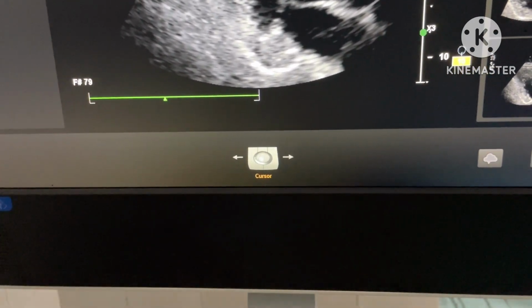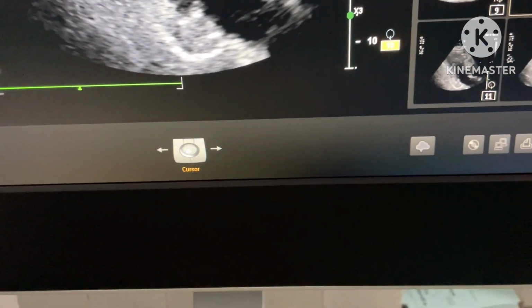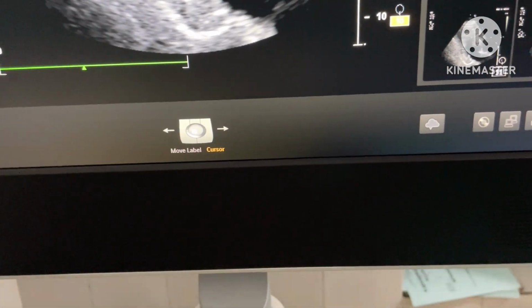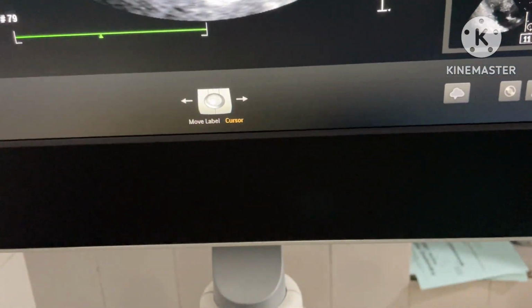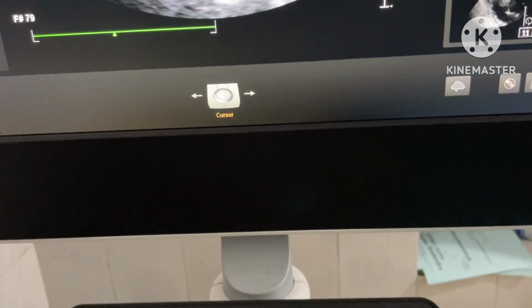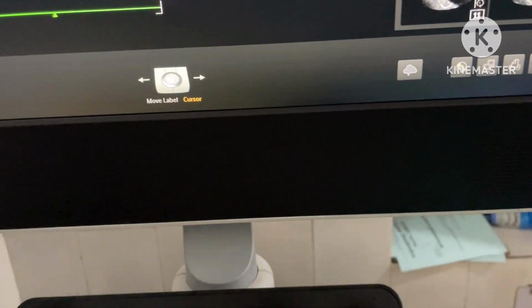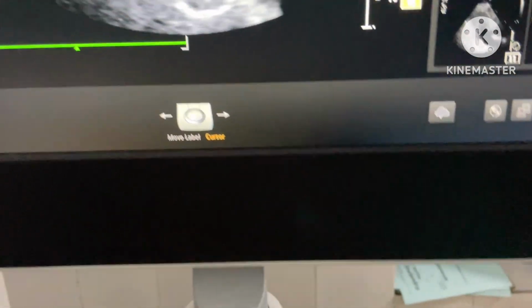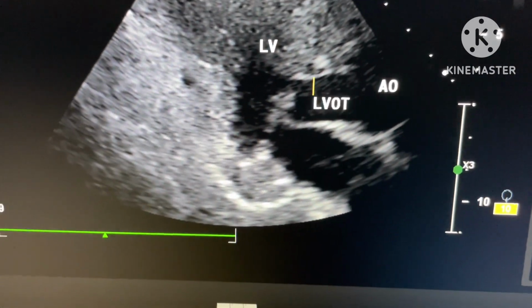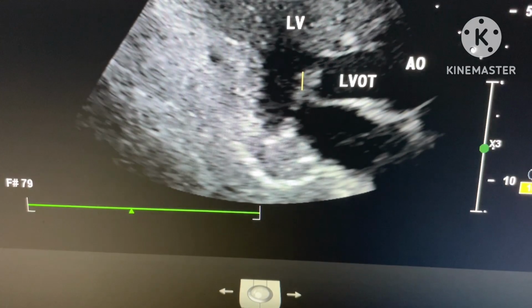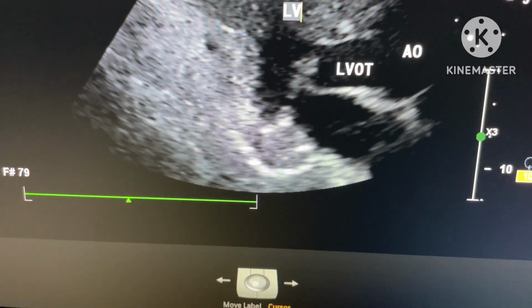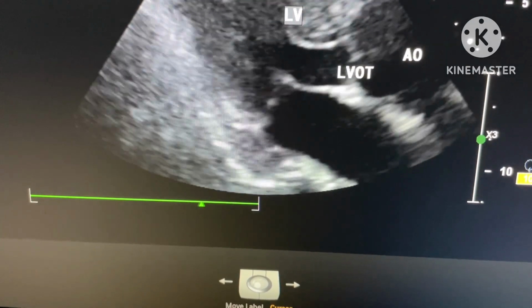You see, this is the LVOT. This is the left ventricle. This is the aorta. So you see, this is the left ventricular outlet. This is the mitral valve that has moved towards the interventricular septum. This is the left ventricle. You can just see.